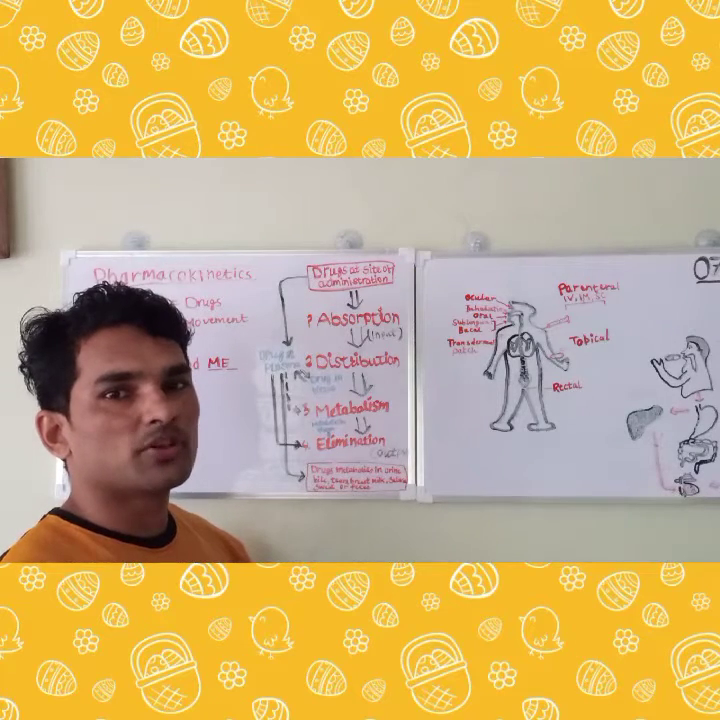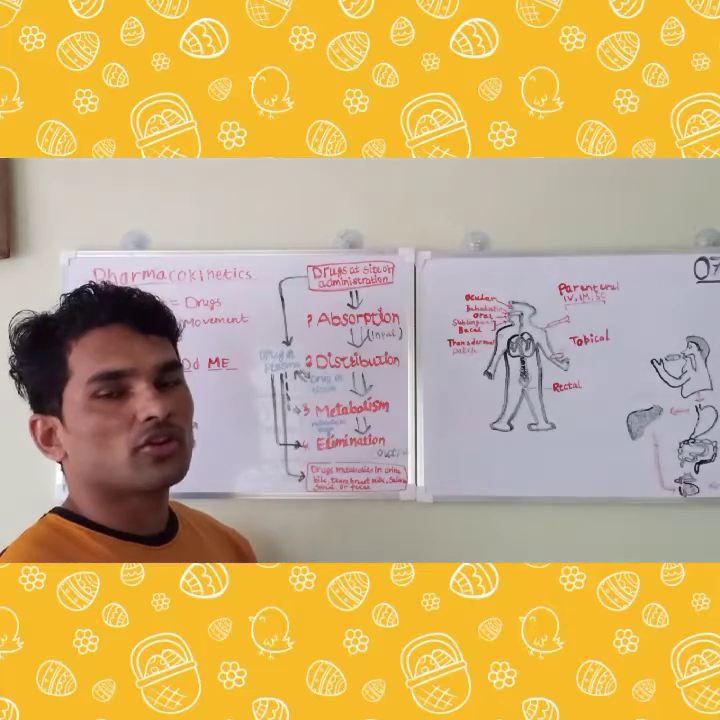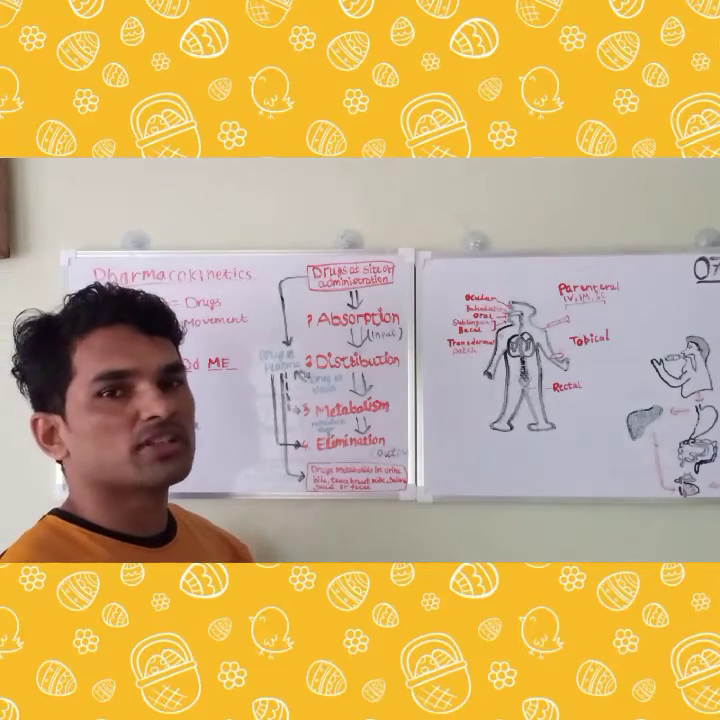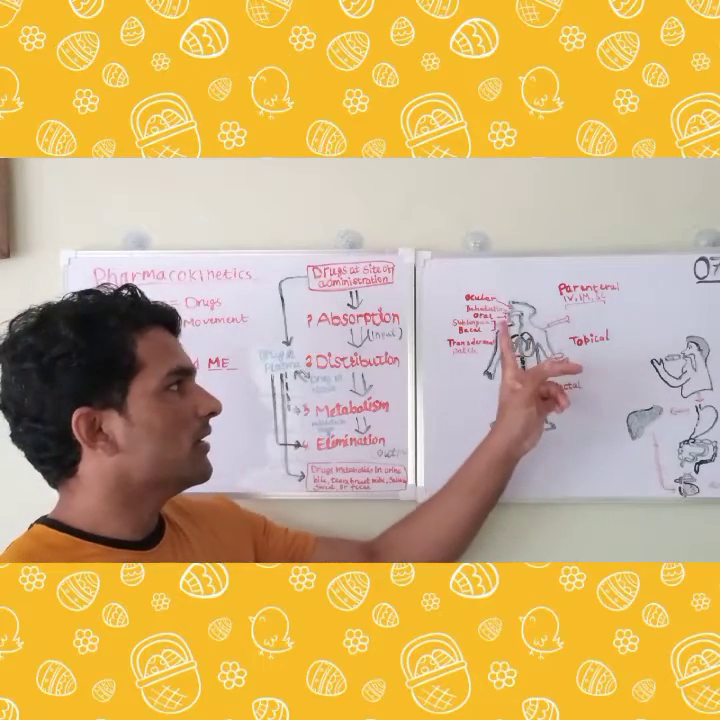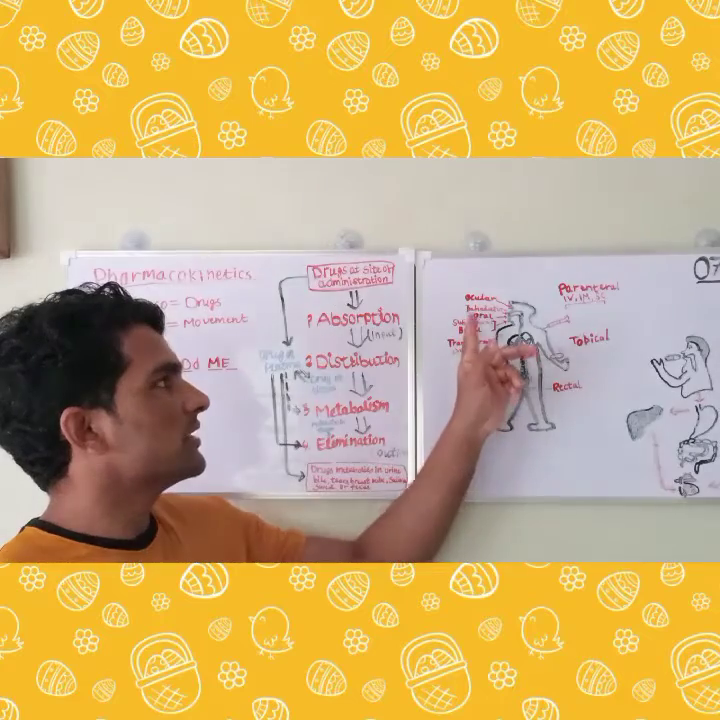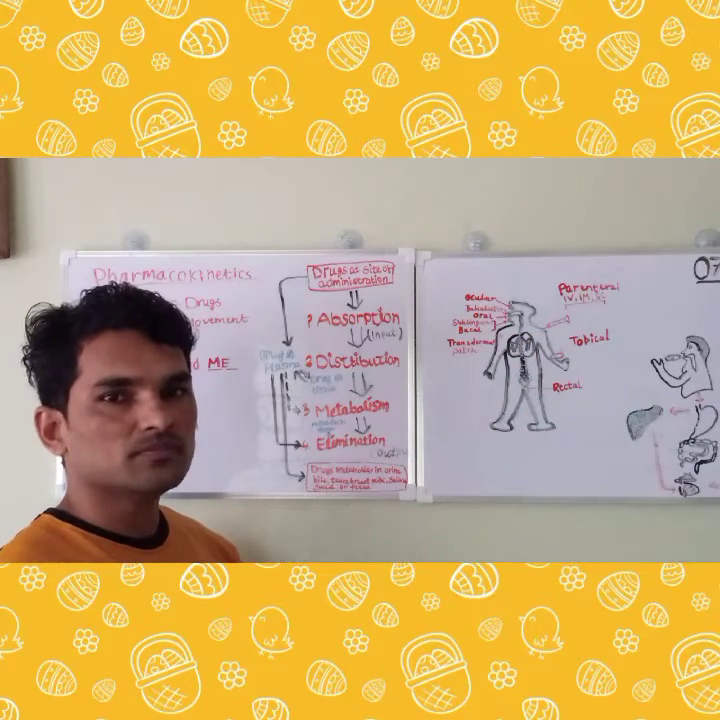What does percutaneous mean? Percutaneous: the drugs are administered through the skin or the mucous membrane, it's called percutaneous. Examples are sublingual, buccal, inhalation, topical, right?